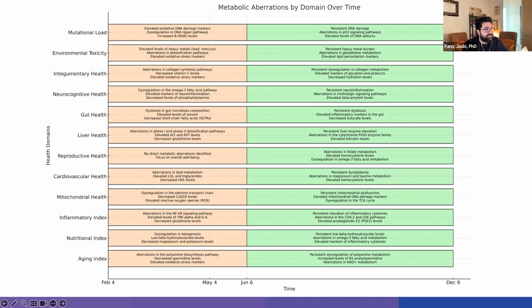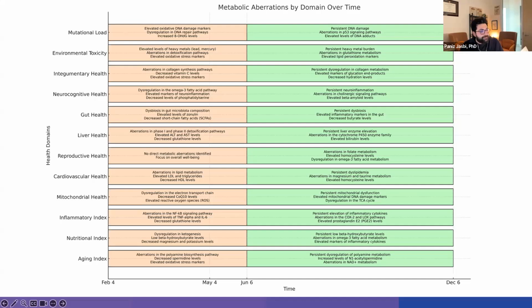So she went from having elevated oxidative and DNA damage markers, dysregulation in DNA repair pathways, increases in 8-OHDG levels. These are the aberrations that the AI is detecting, and we can ask the AI to create these sort of Gantt-like charts for us so we can track patient progress through time. This individual also had elevated levels of heavy metals, lead, mercury, aberrations in detoxification pathways, elevated oxidative stress markers.